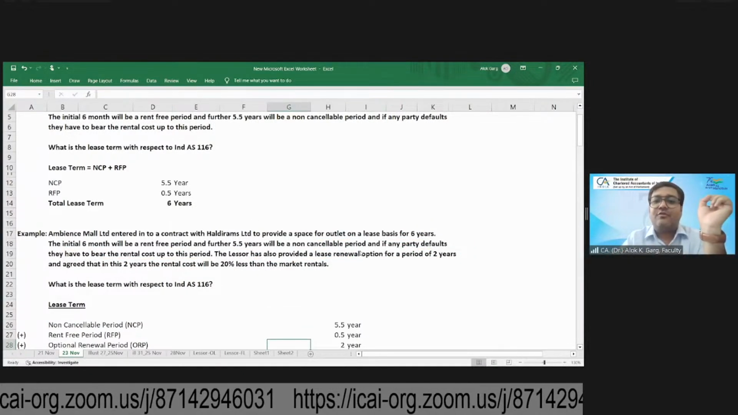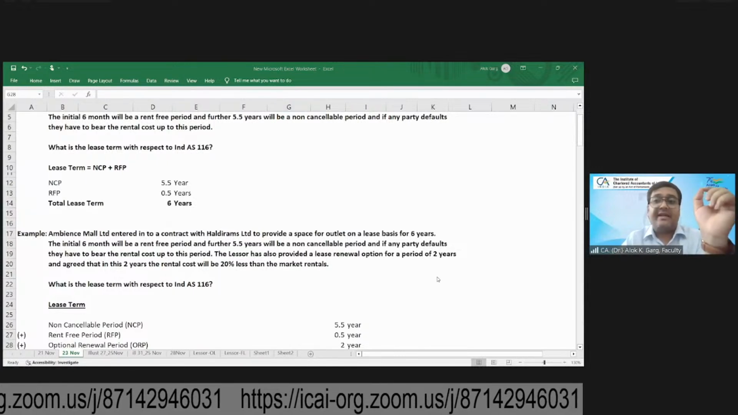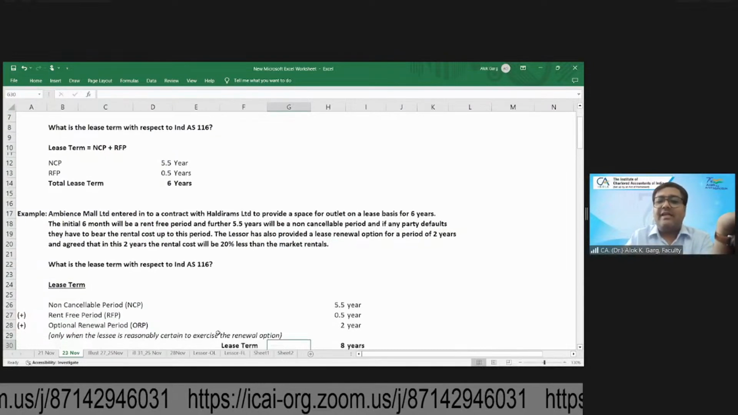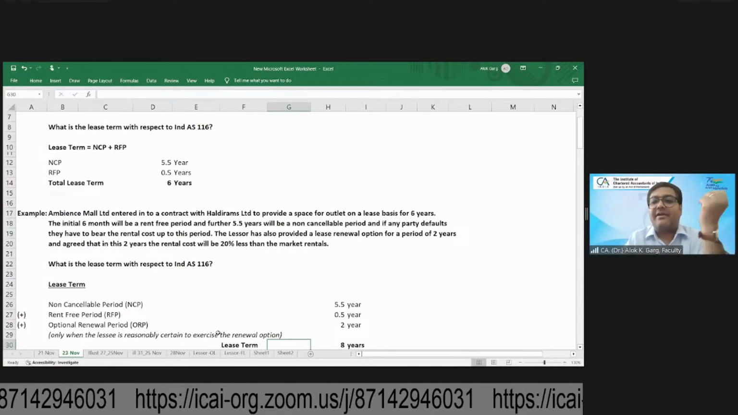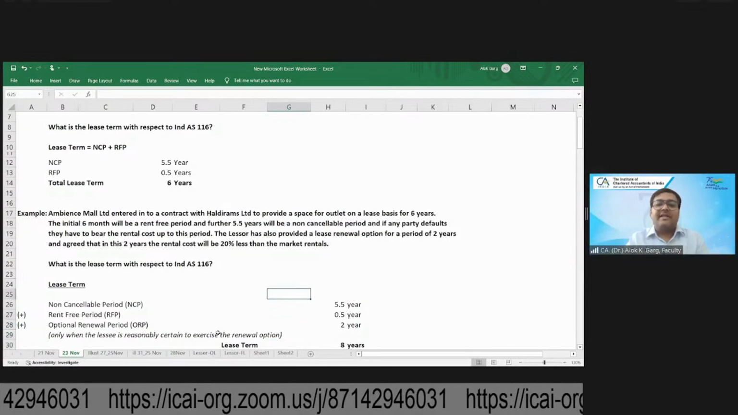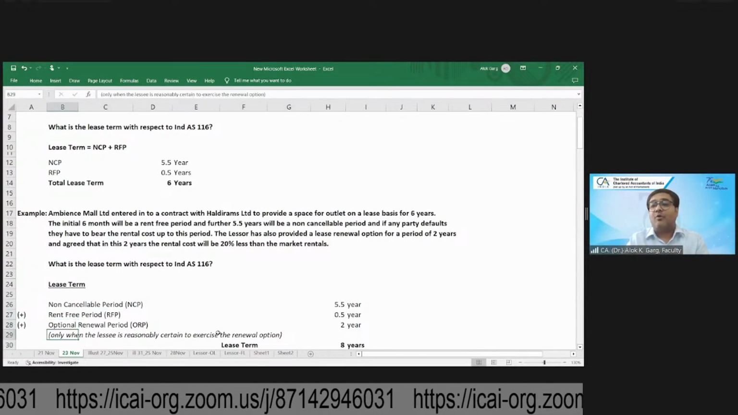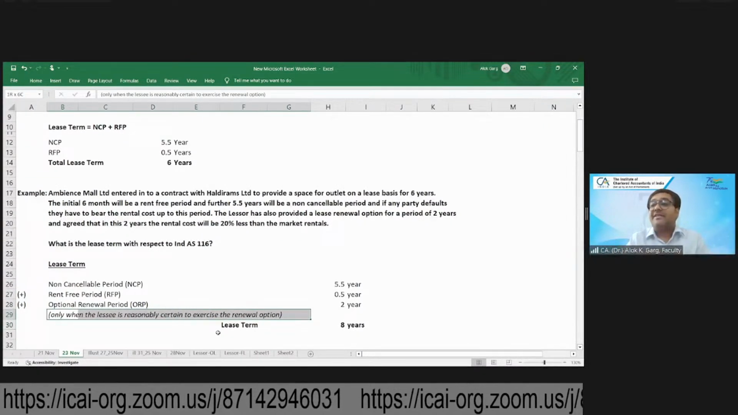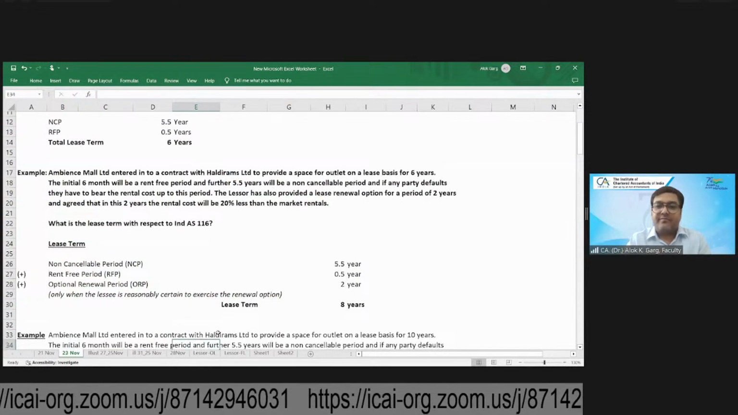and the lessee is also reasonably certain. The lessee is reasonably certain that he is going to renew the contract. Why? Because he'll get the premises at 20% less than the market rental, right? So in this case, my lease term is equal to non-cancelable period plus rent-free period plus optional renewal period, only when the lessee is reasonably certain to exercise the renewal option. In this case, the lease term is a total of 10 years.